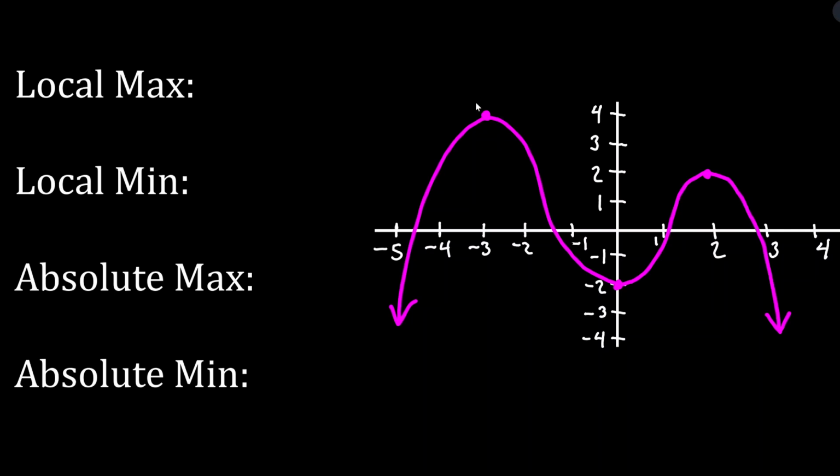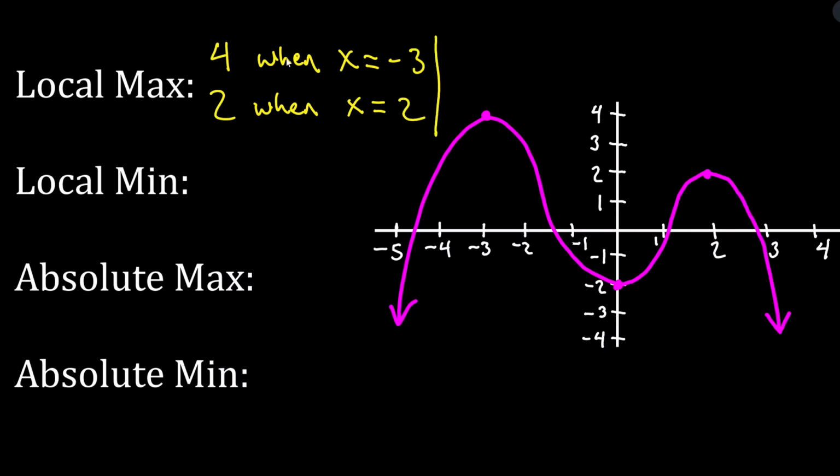We said one was here and one was here. So we could say local max of 4 when x equals -3, or we could say there's a local max of 2 when x equals 2. And we could also describe these as points. We could say there's a local max at (-3, 4).